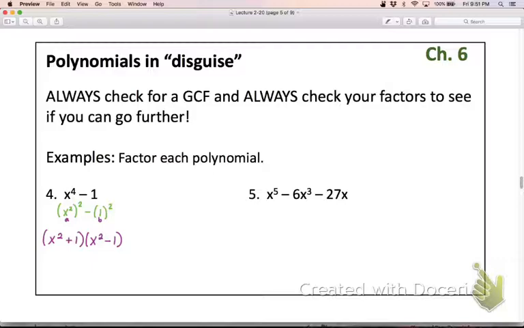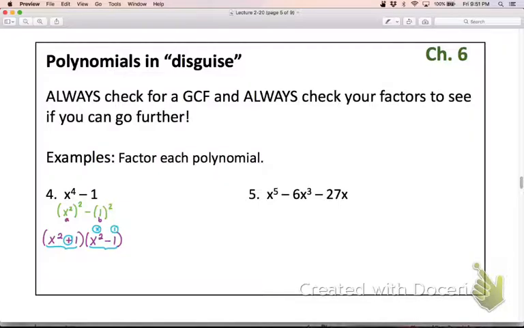Okay, so we have that. And now I want to look at what I have left. This one is done. X squared is a perfect square and 1 is a perfect square, but since it's a plus, we can't do anything else. But this one is another difference of squares. Here I'm squaring x and here I'm squaring 1.